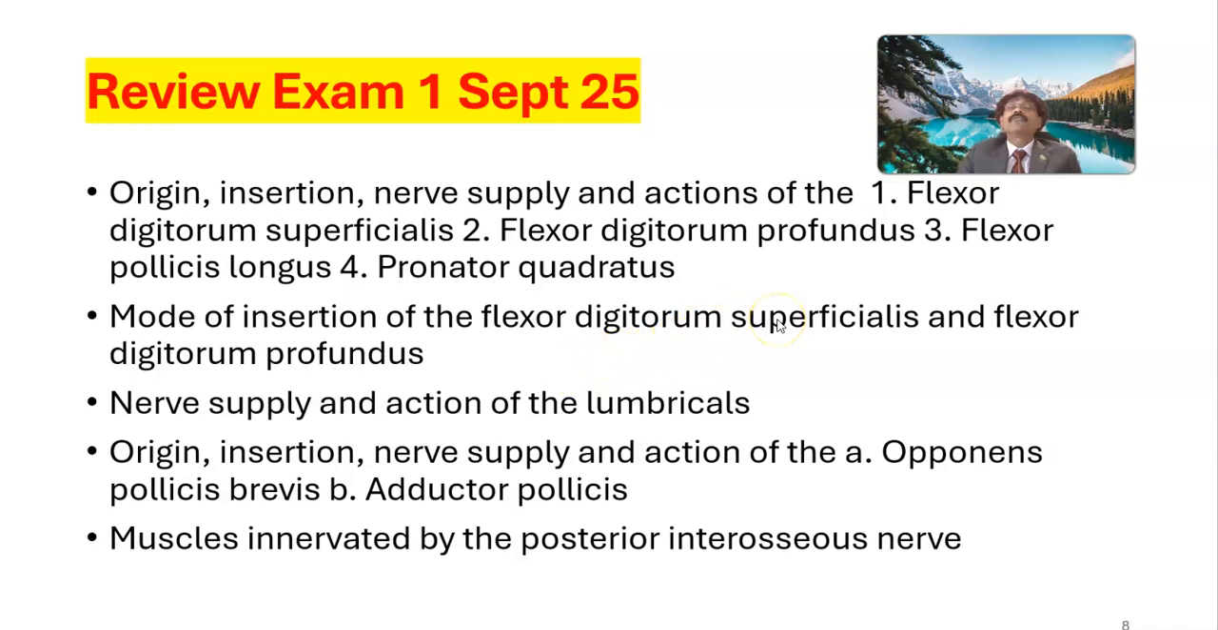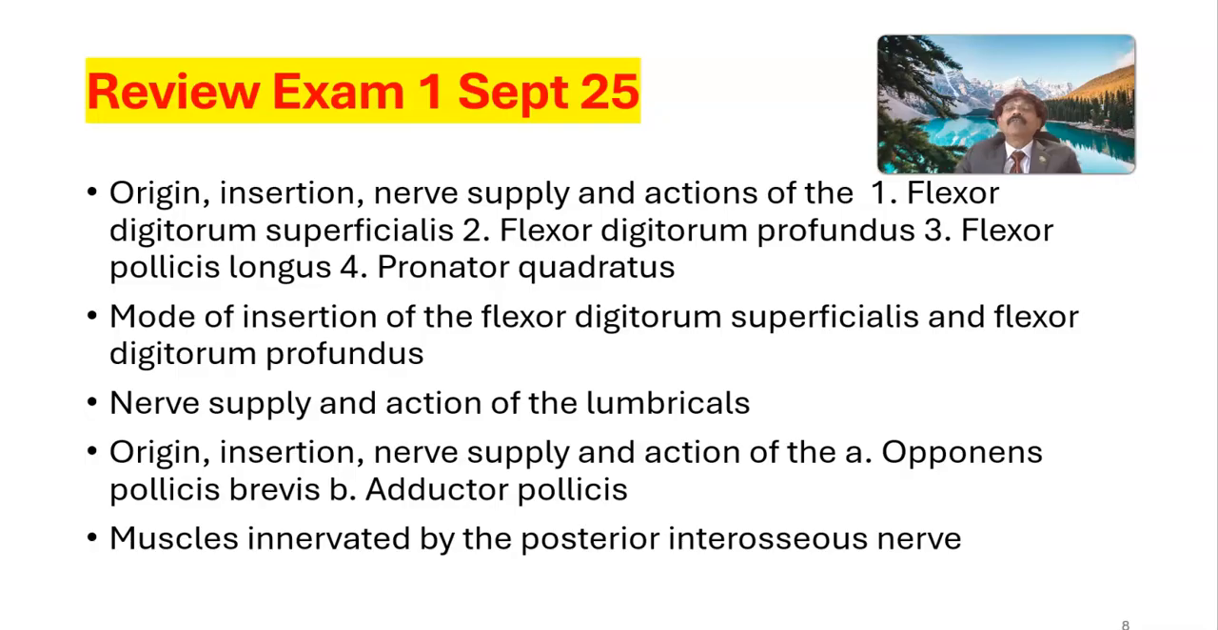Flexor digitorum superficialis splits on the palmar aspect of the first phalanx, and through this split, the long tendon of the flexor digitorum profundus goes to the distal phalanx of the fingers: index finger, middle finger, ring finger, and little finger. The flexor digitorum profundus inserts to the base of the distal phalanx of the thumb. Flexor digitorum superficialis inserts to the side of the middle phalanx of the thumb.